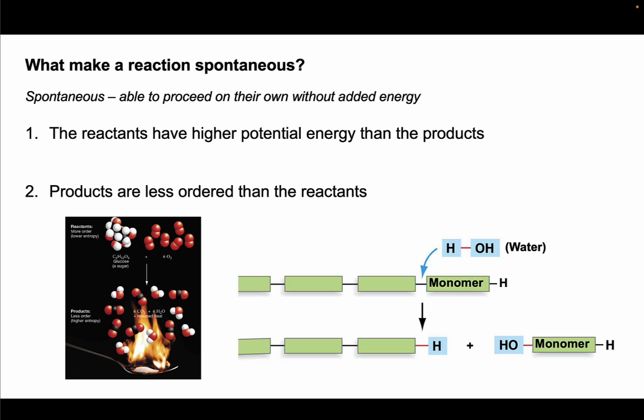Okay, what's another thing that makes a reaction spontaneous? The second thing is when products are less ordered than the reactants. So here's an example of that.